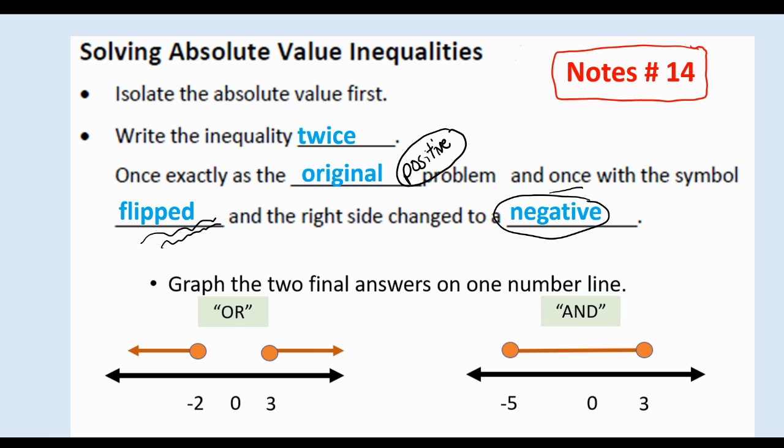Okay, so what else is new today is you have to graph your final answer. And there's 2 different kinds of graphs you could get. So sometimes your graphs are going to look like this, which is called an OR problem. That's where your 2 graphs go apart from each other. The other kind of graph is called an AND problem. That's when your graph just has a solid line in between.